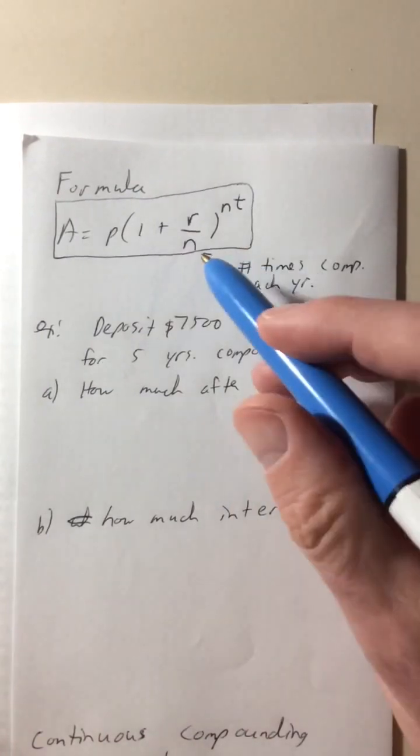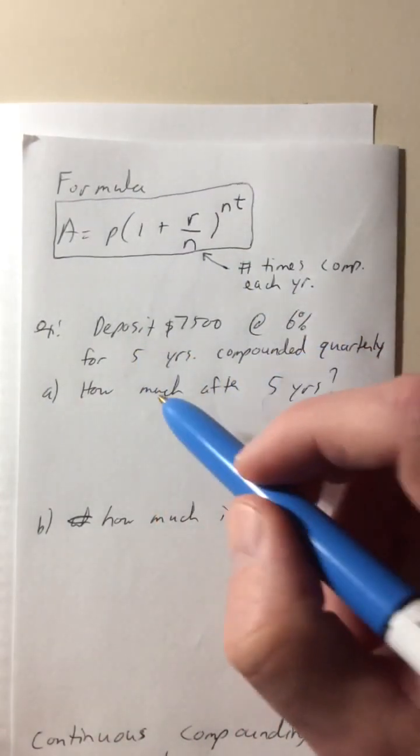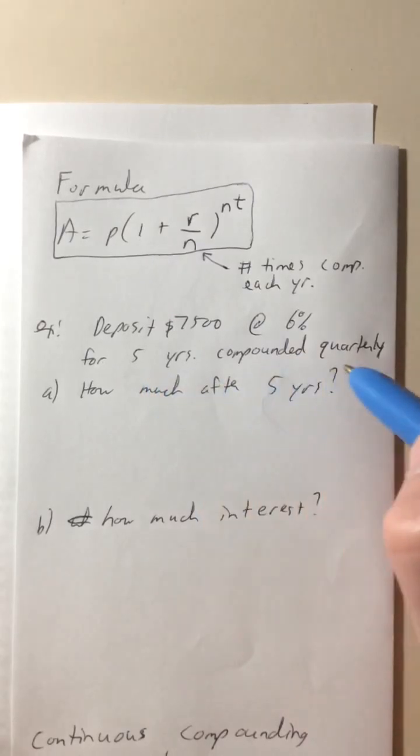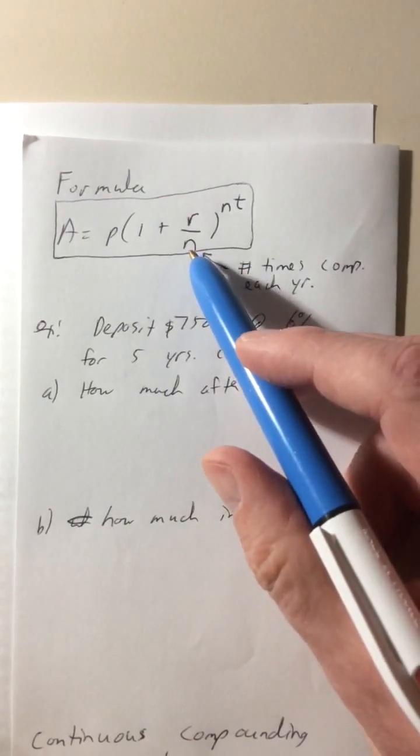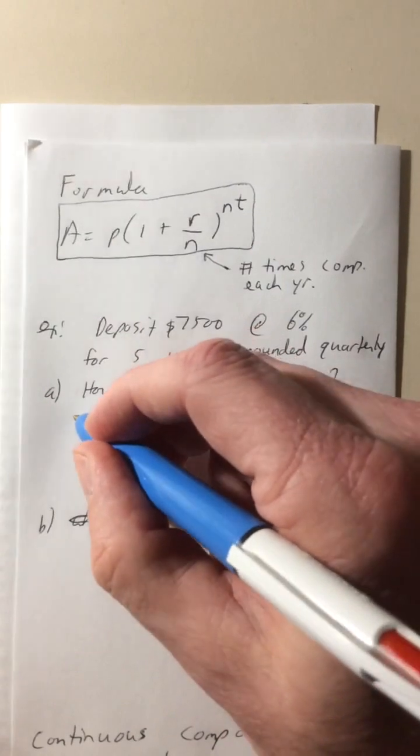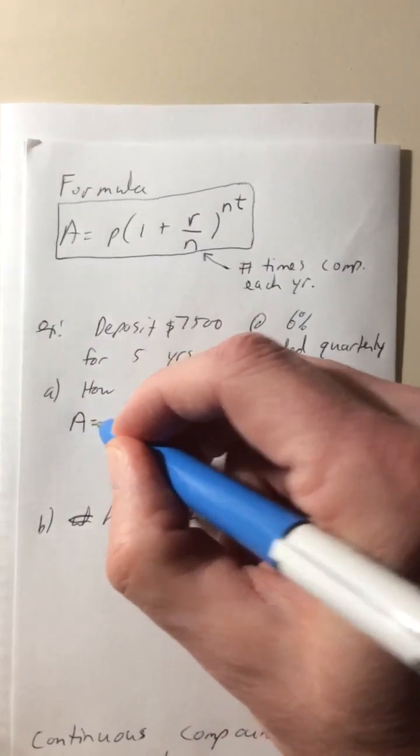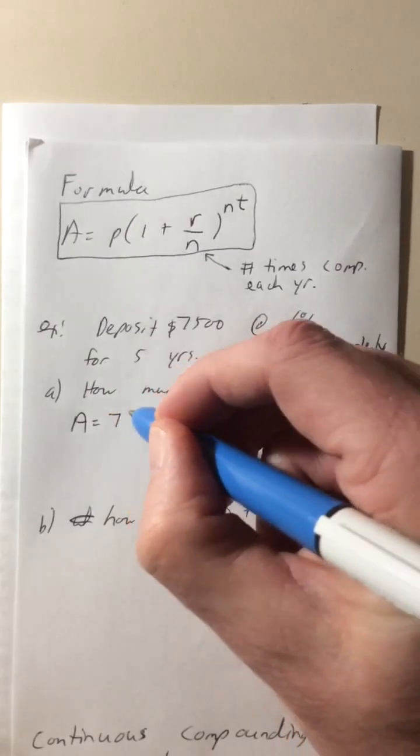Okay, so let's actually use this formula. So we're going to deposit $7,500 at 6% for 5 years, compounded quarterly. So quarterly means 4 times a year. That means n is going to be 4 in this formula for this problem. So A, we don't know A. P is the principal, $7,500. That's what we're starting with right now.